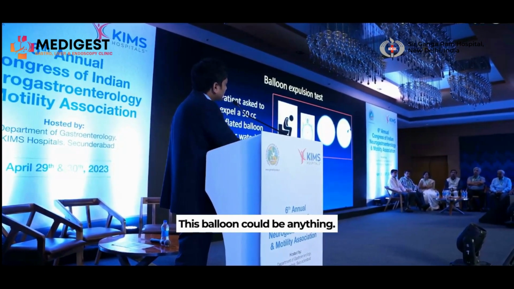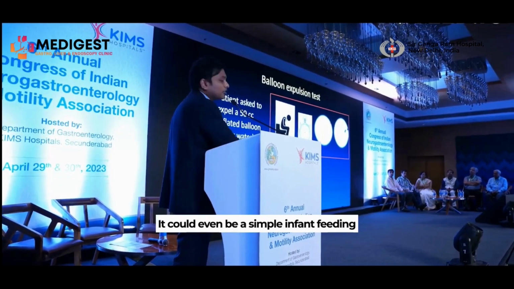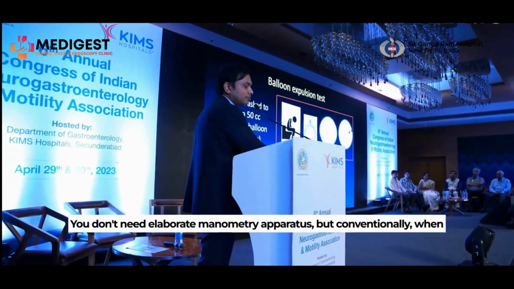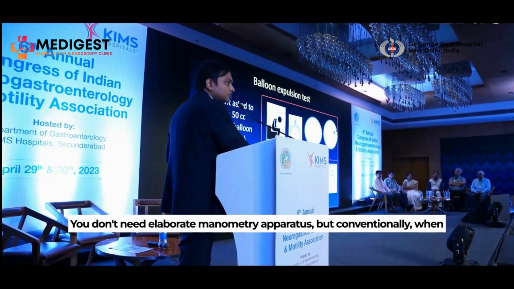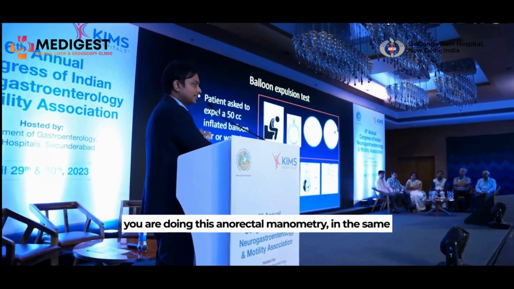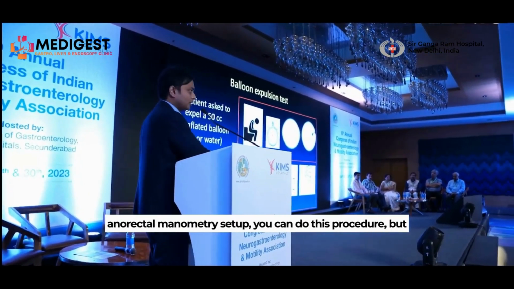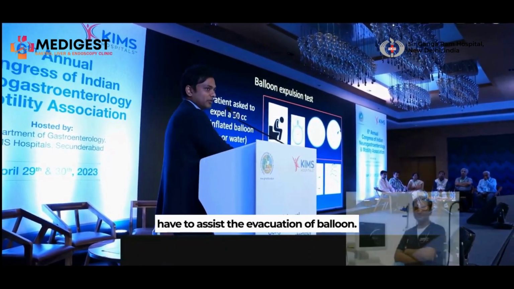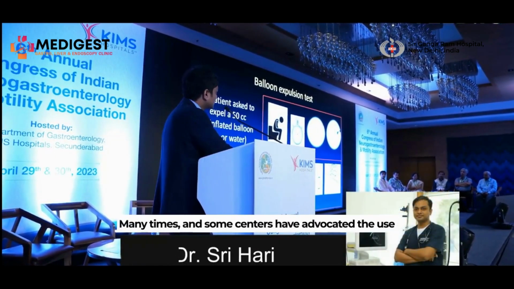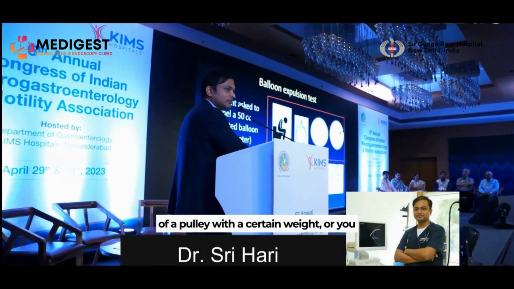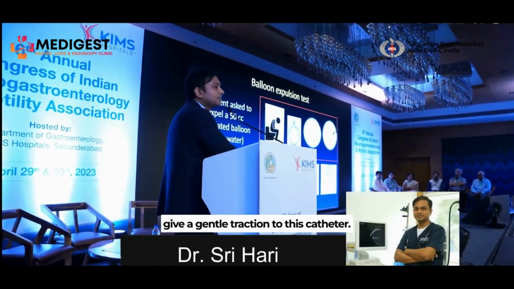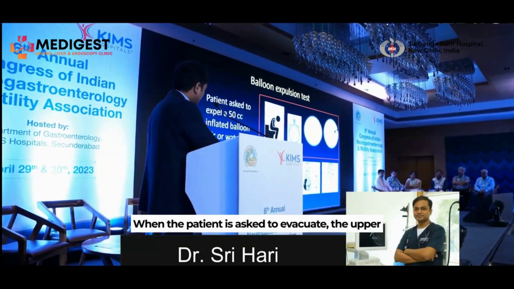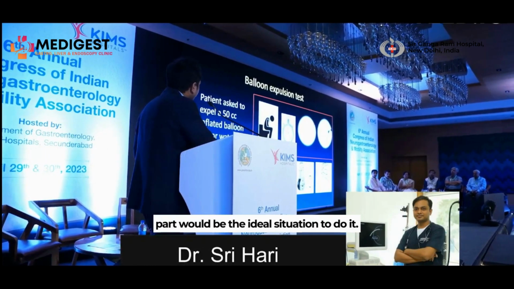This balloon could be anything. It could even be a simple infant feeding tube where a balloon has been attached, or it could be a Foley's. You don't need an elaborate manometry apparatus. But conventionally, when you are doing anorectal manometry, you can do this procedure in the same setup. But because the patient is in left lateral position, you have to assist the evacuation of the balloon many times. Some centers have advocated the use of a pulley with a certain weight, or you give a gentle traction to this catheter when the patient is asked to evacuate. The upper part would be the ideal situation to do it.